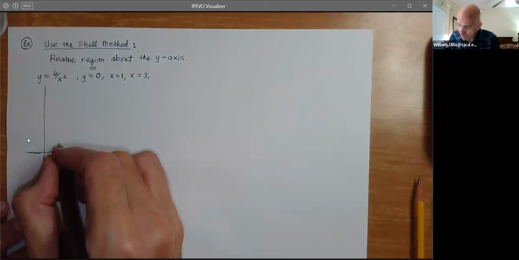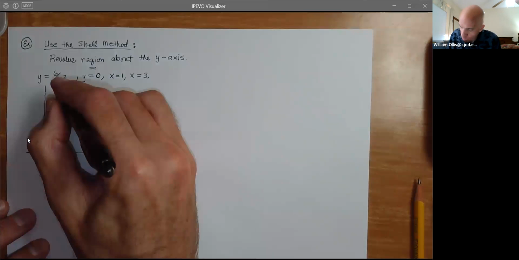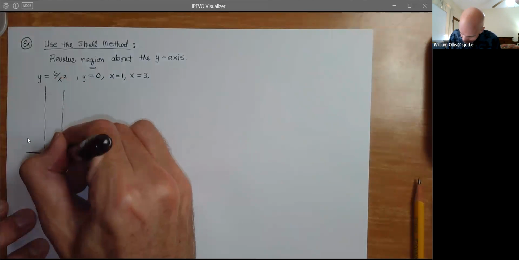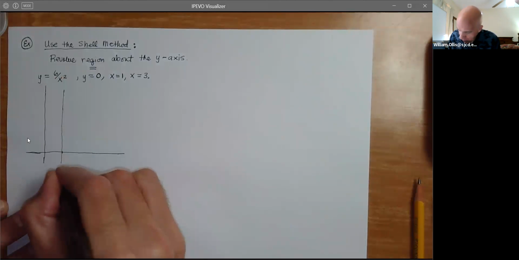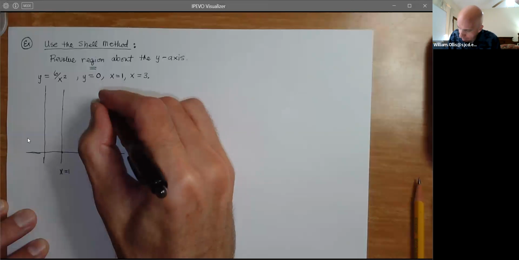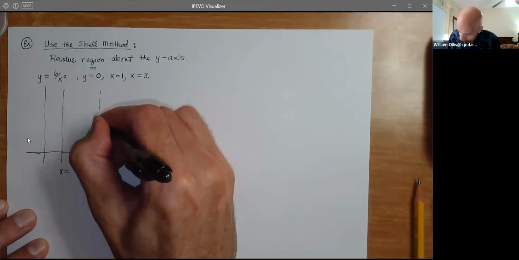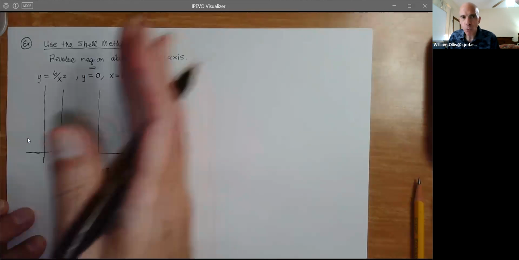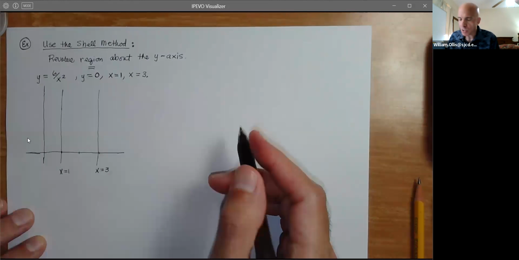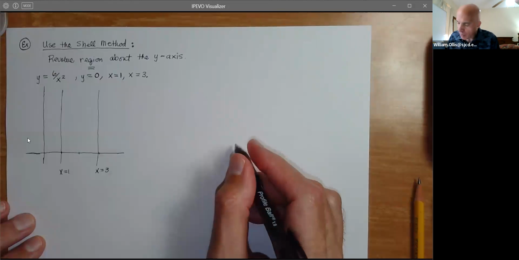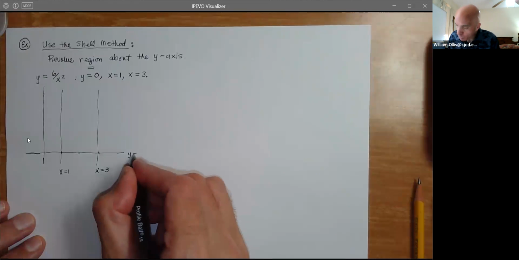Now, of course, we have x equals 1. We'll just spread this out because we can do that. x equals 1, and then x equals 3. Again, you don't have to worry about your picture being perfect. You just want points in relative positions, just like you did in Calculus 1 and Pre-Cal. And of course, we have y equals 0.